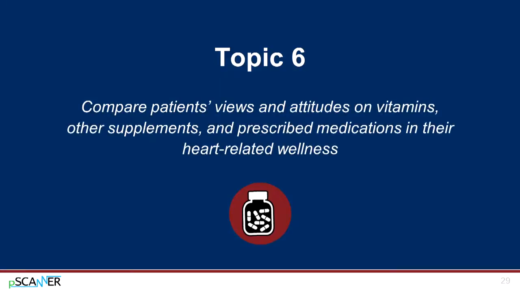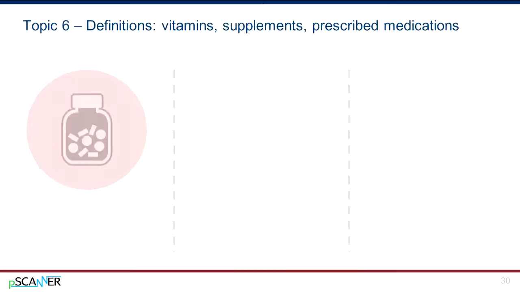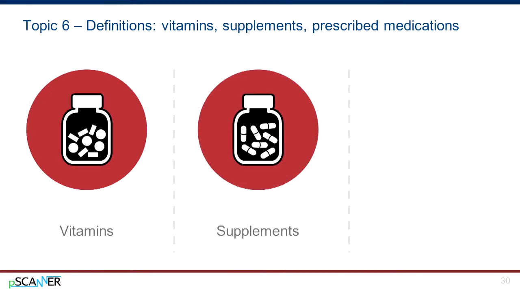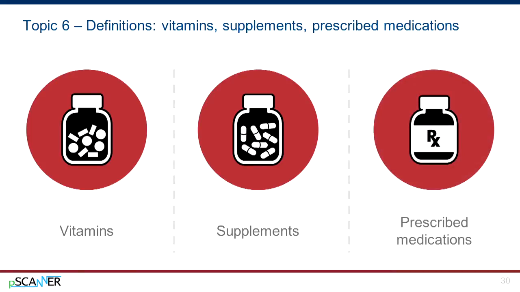Topic 6. Compare patients' views and attitudes on vitamins, other supplements, and prescribed medications regarding their heart-related wellness. Vitamins. Vitamins are compounds that are necessary for normal growth and nutrition, and because they can't be made by the body, vitamins can be added to the diet in small supplemental quantities. Supplements. A supplement is a product taken orally that contains one or more ingredients, like vitamins or amino acids, and that's intended to supply something that is deficient in the body. Prescribed medications. A prescription medication is a drug that's available only with a written order from a physician.